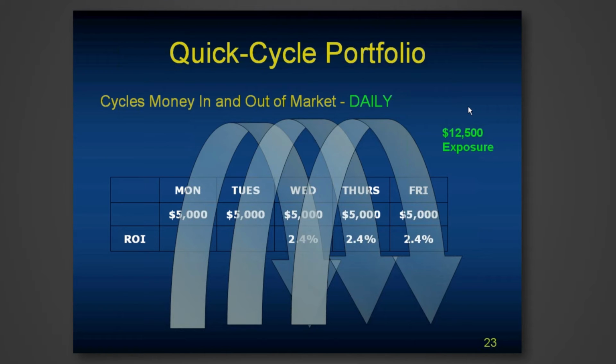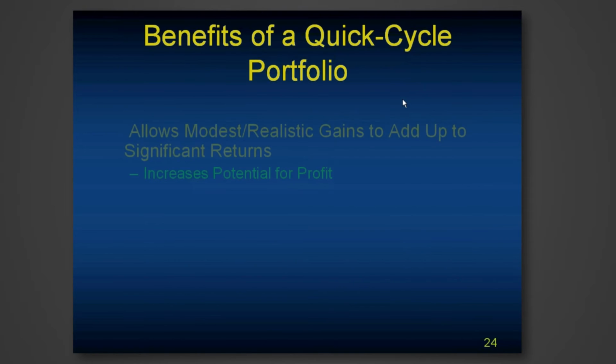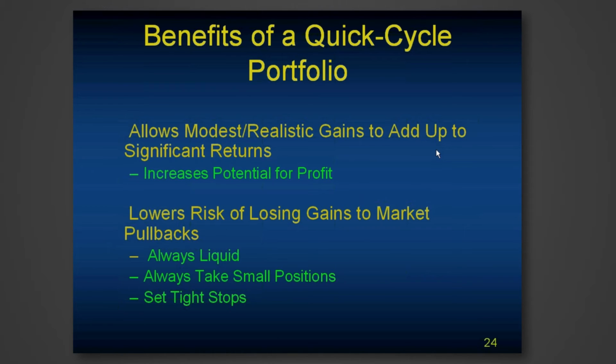The point here is that if you look at the money we're putting in the market, 5 times 5, it's $25,000. But as I said, the exposure is only an average of about $12,500. So you're basically cycling through your working capital, the capital that you can put to work, you're cycling through it twice in a week. That's working the money hard. It's working the money a lot harder than most traders do. And the beauty of this is that it allows modest gains to really add up.